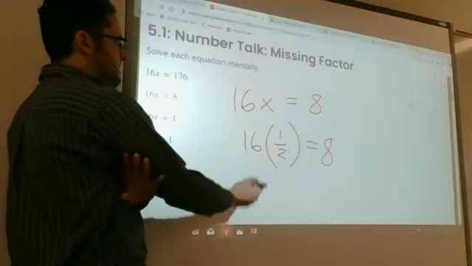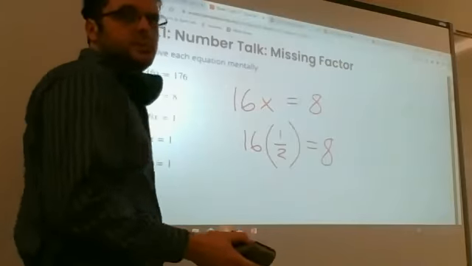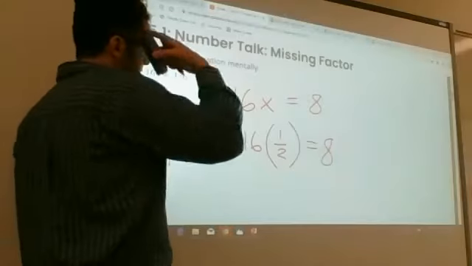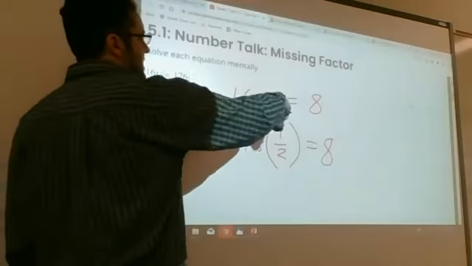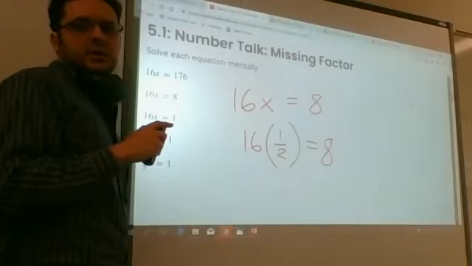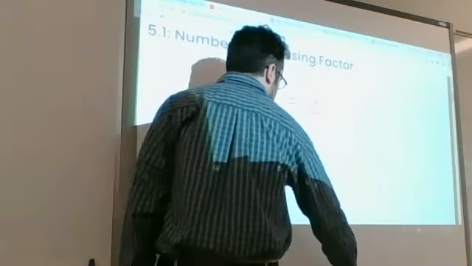16 times 1/2. Now the long way gets us the same answer. So that's the mental way. Just going, wait a minute, 8 is half of 16. So if I do 16 times 1/2, I'll cut it in half to 8. That's the short mental way. The long way is what we did before.